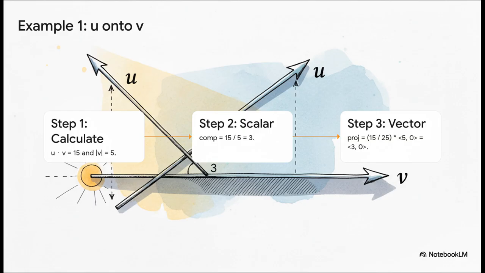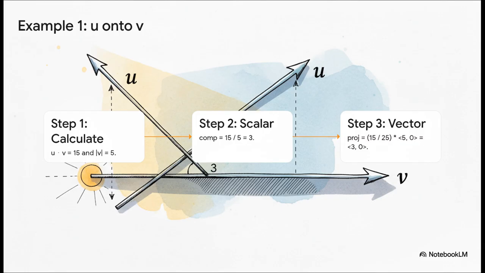Now the scalar projection, the length of our shadow, is just the dot product divided by the magnitude of the vector we're projecting onto. So 15 divided by 5 gives us 3. That's the length. Then to get the actual vector projection, we basically just use that length to scale a unit vector of v.